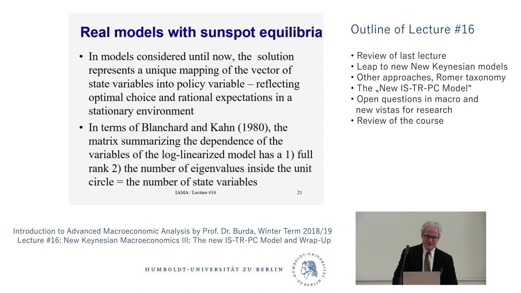Until now, we've considered models that have a unique path to the equilibrium. We talk about a policy variable, and we talk about an optimal choice. Go back and think about the growth models of the first part of the semester. Same thing. We had a saddle path taking us to the equilibrium. That's a really interesting feature of these models.